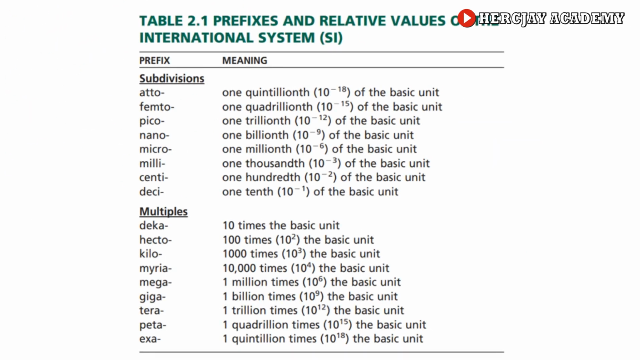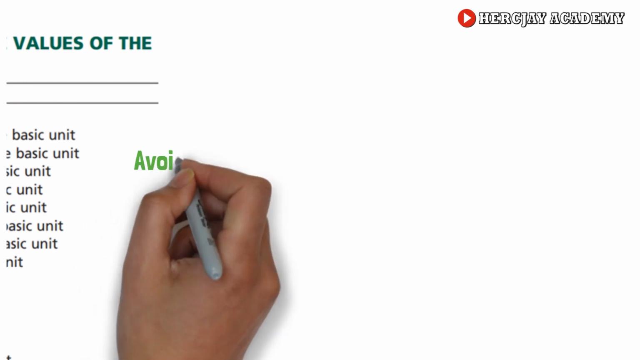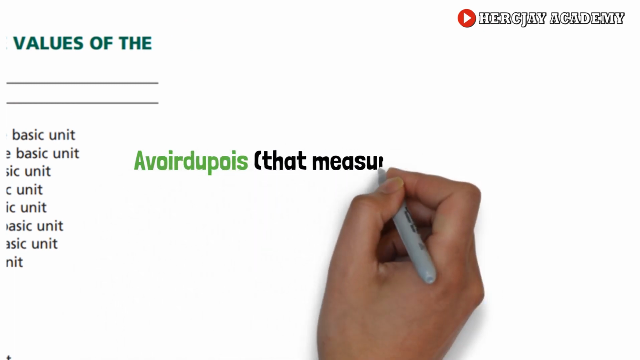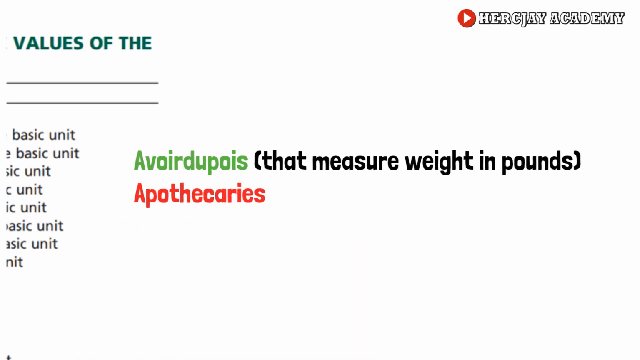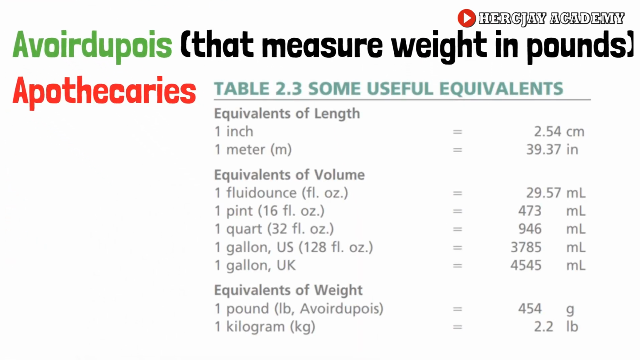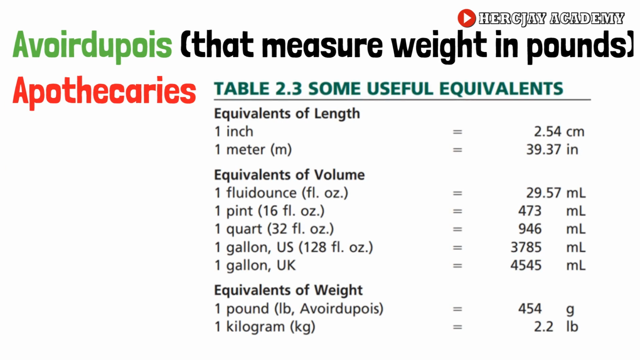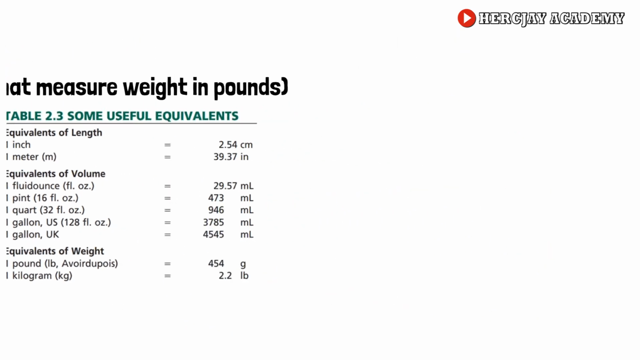Here is a reference table for the various types of prefixes and the values they represent. You do not need to know all of them. Over time, you will get used to the most common ones like nano, micro, milli, centi, kilo, and mega while solving exercises. Apart from the SI unit system, there are other systems like the avoirdupois that measure weights in pounds and the apothecaries. The table shown now tells us the relationship between some of these older units and the SI units. This will help us in calculations that involve the interconversion of these units.